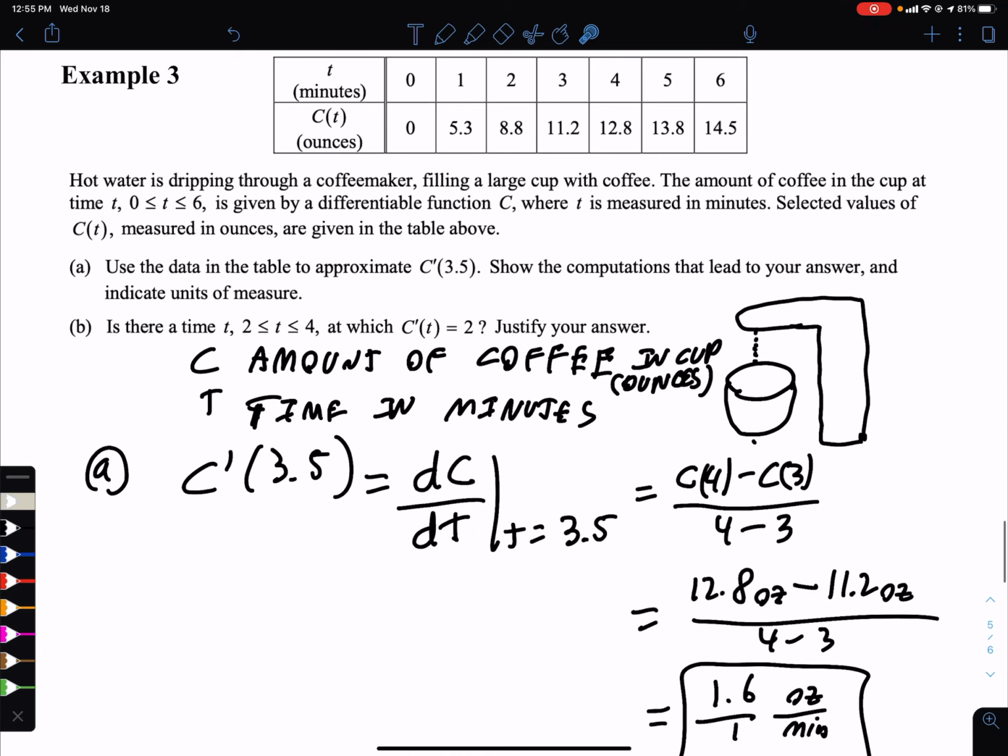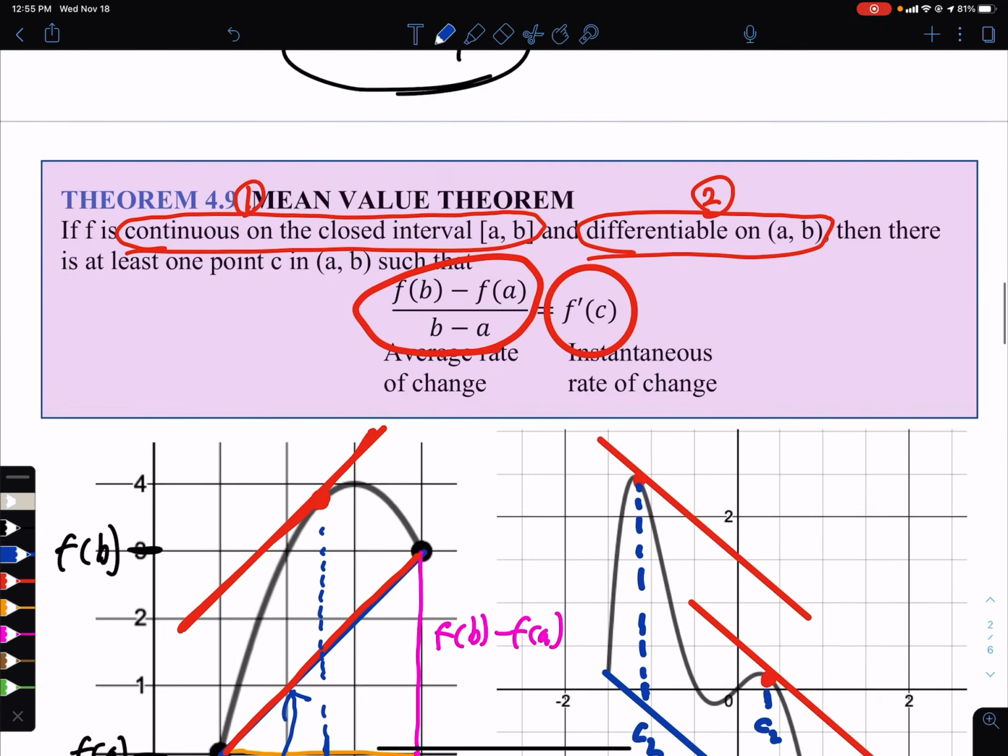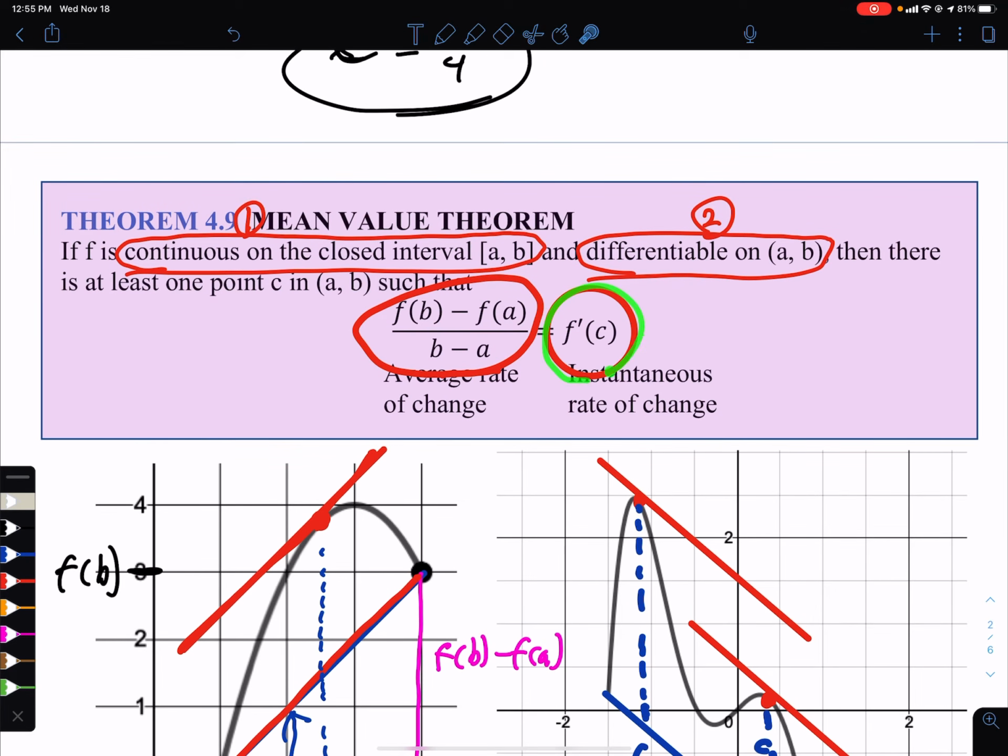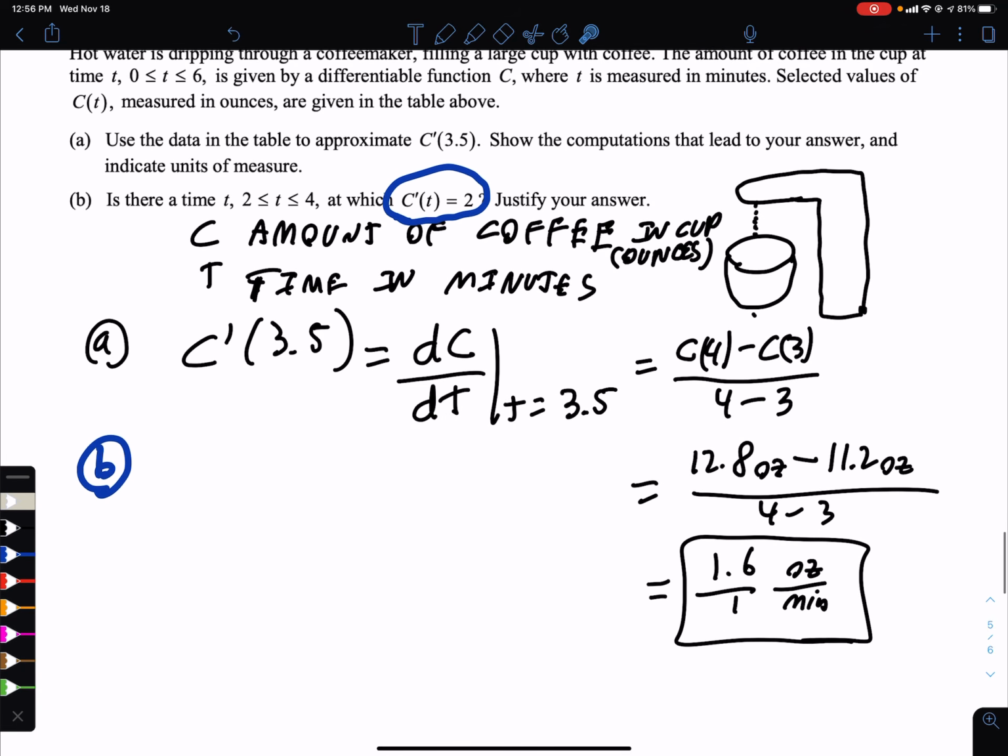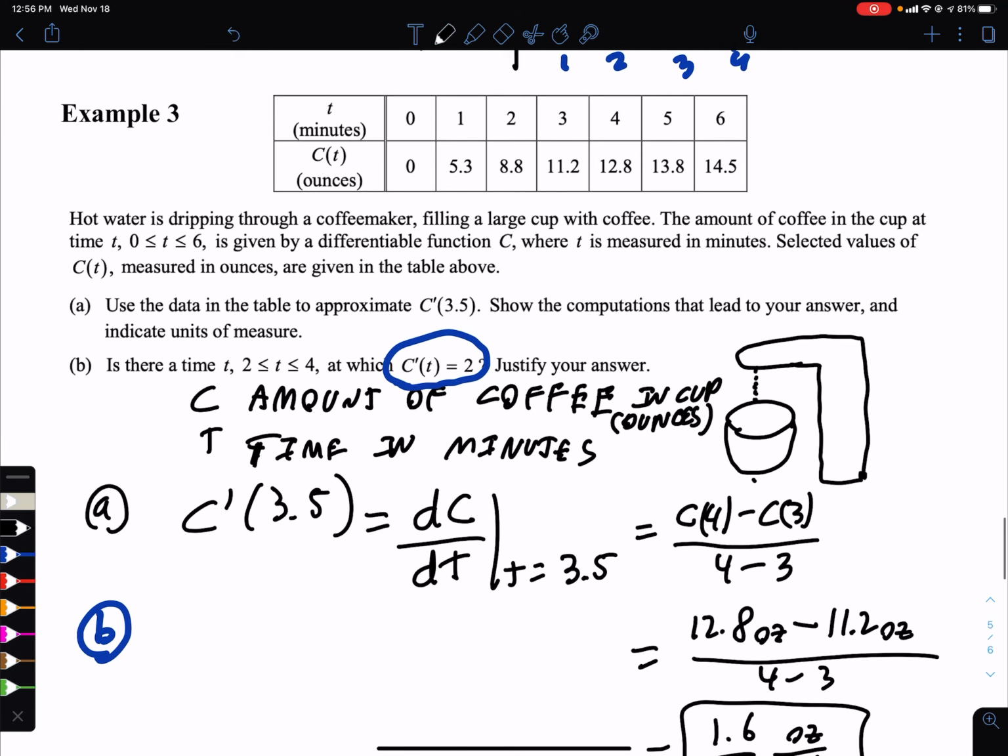Here is the fun part, part B. Is there a time where the derivative equals 2? Now think about this. You don't have the function, so you can't set the function equal to 2. But here's the deal. If you look at mean value theorem, what does it do? It guarantees your derivative is going to equal some number. So the mean value theorem is what we're going to use. And we have to see if there's an application here. So we want to go between 2 and 4. So in this range, is there a time where the derivative is 2? Are we guaranteed that?